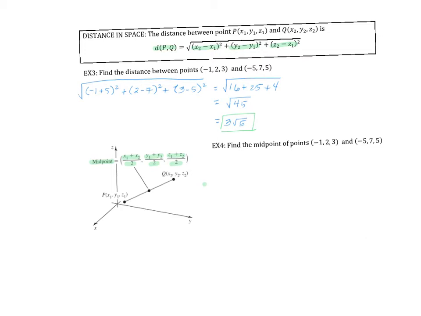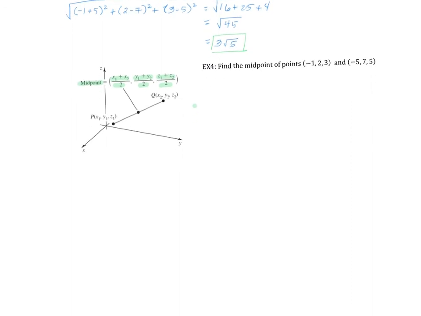So if we're going to find the midpoint between -1, 2, 3 and -5, 7, 5, we simply add the x's, so -1 plus -5, and divide by 2. So remember, this is a point, so we write it as an ordered triplet. So this would be 2 plus 7 over 2 and 3 plus 5 over 2. So simplified, I should have negative 3, 9 halves, and 4.